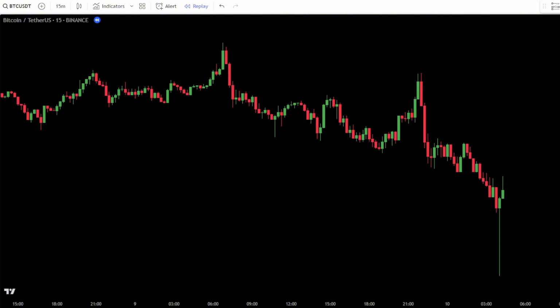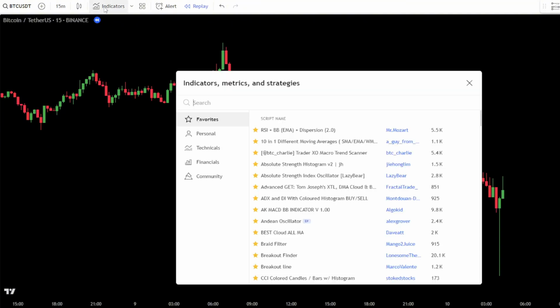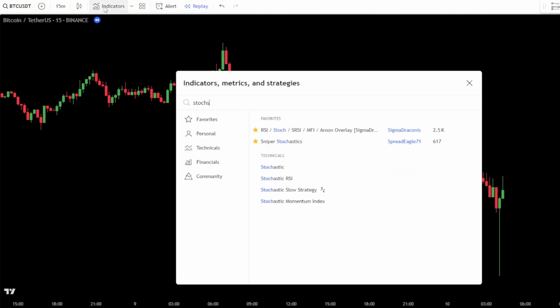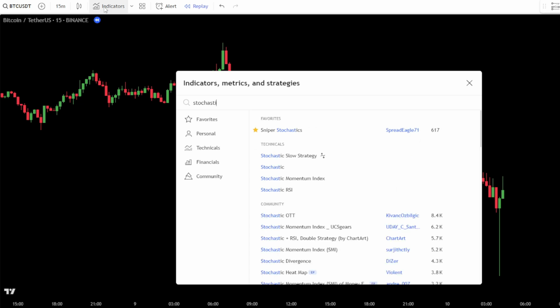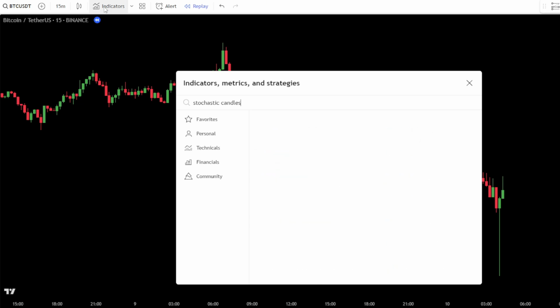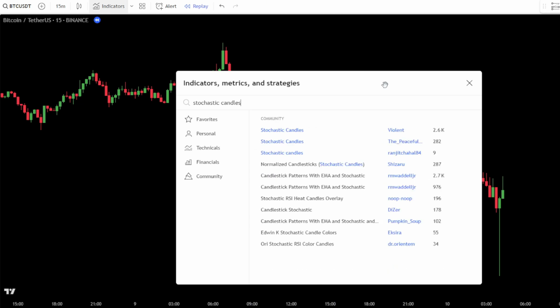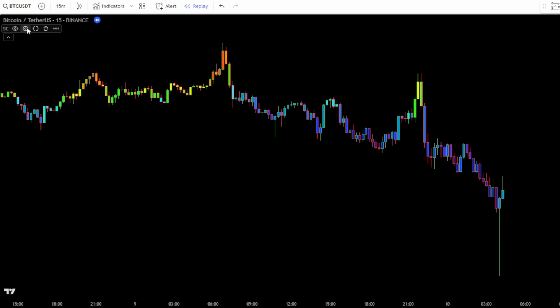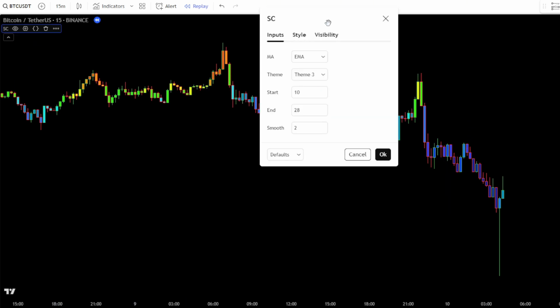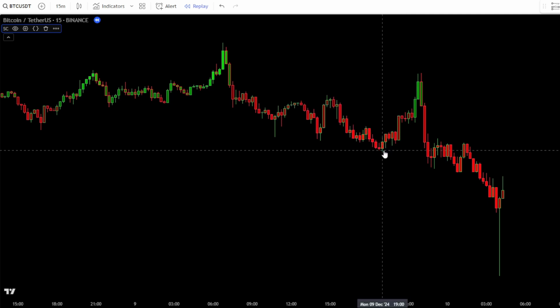Go to TradingView and then type in stochastic candles. After that, simply select Stochastic Candles by Violent. Next, you can make some adjustments to the stochastic indicator. Go to the Input tab and then change the theme to Theme 1. Once you're done, just click OK to confirm the changes.